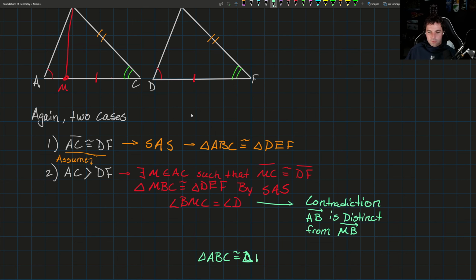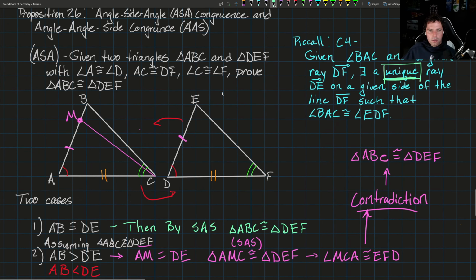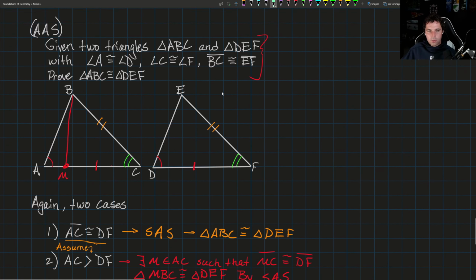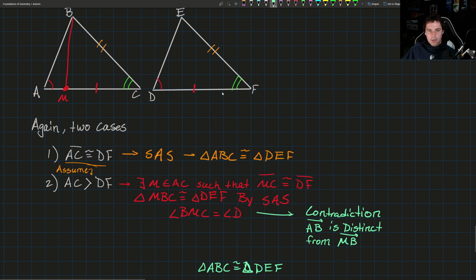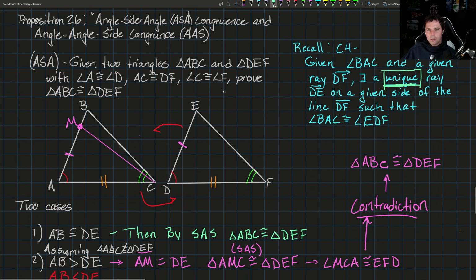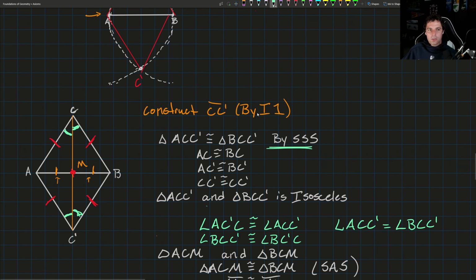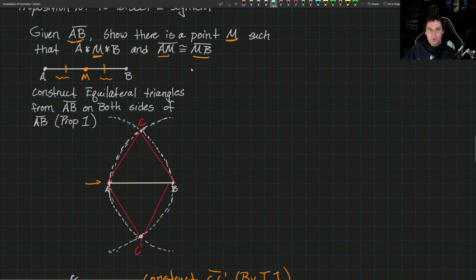And then that's proven, right? So we proved angle side angle, we proved angle angle side, and again, it's really relying on this C4 axiom of uniqueness. And then we also proved that every segment will have a bisector.